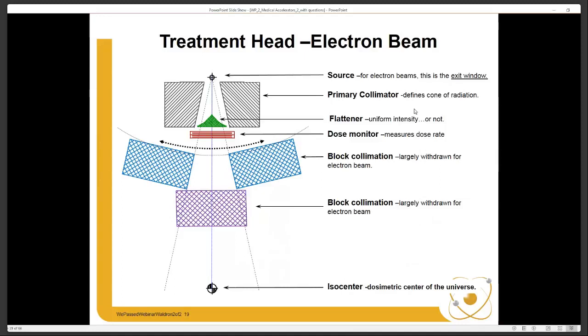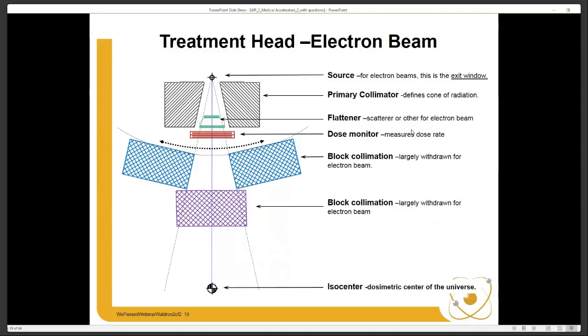An electron beam head, by comparison, and of course we're starting out in photon mode here, the source is going to be the exit window of the accelerator. In other words, we've got a window, usually nickel, one side's vacuum, the other side's the world. The beam will exit that window. Electrons scatter a lot, so we're still going to need the primary collimator to define our cone of radiation. We're going to need something to make the electron beam uniform, but it's not going to be a cone-shaped piece of metal. We'll use some other means to do that. For now, I'm showing two thin layers to scatter the beam, and there'll be more detail on that later.